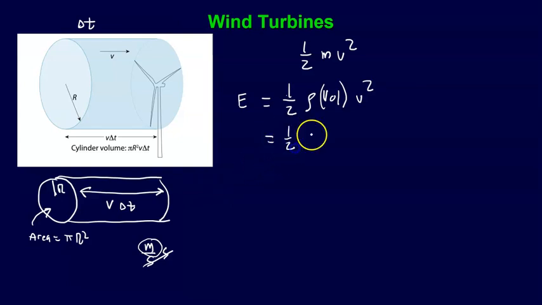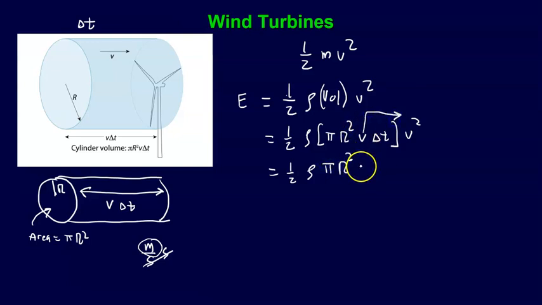So let's write this out. 1/2, got that rho. And then this volume here, I'll write as pi r squared, the base of the cylinder, times the height of the cylinder, which is v delta t. And then, of course, we've got the v squared left over. So I can rewrite this as 1/2 the density, pi r squared, and I'll combine this velocity over here to get velocity to the third power, and then delta t. Of course, we won't ever ask you to do this proof, but it's nice to walk through it a little bit.